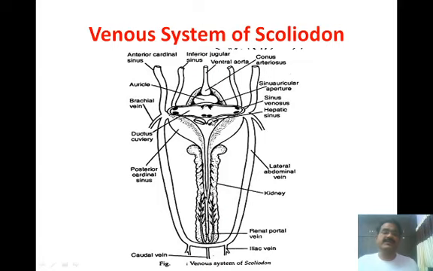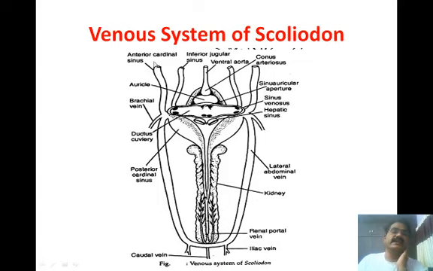Then a paired hepatic sinus is also present here. In the case of the Scoliodon, it collects the blood from the alimentary canal and its associated glands and opens separately into the sinus venosus.